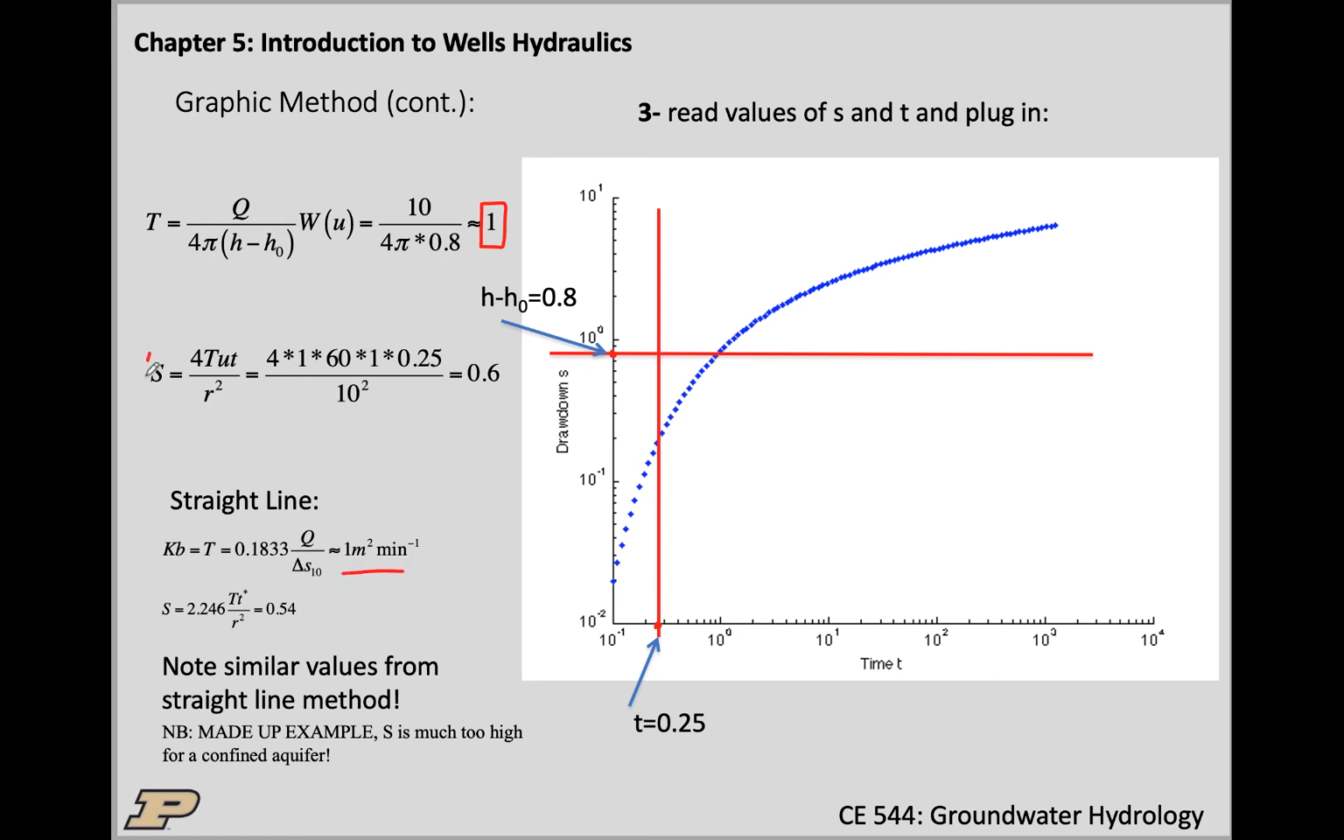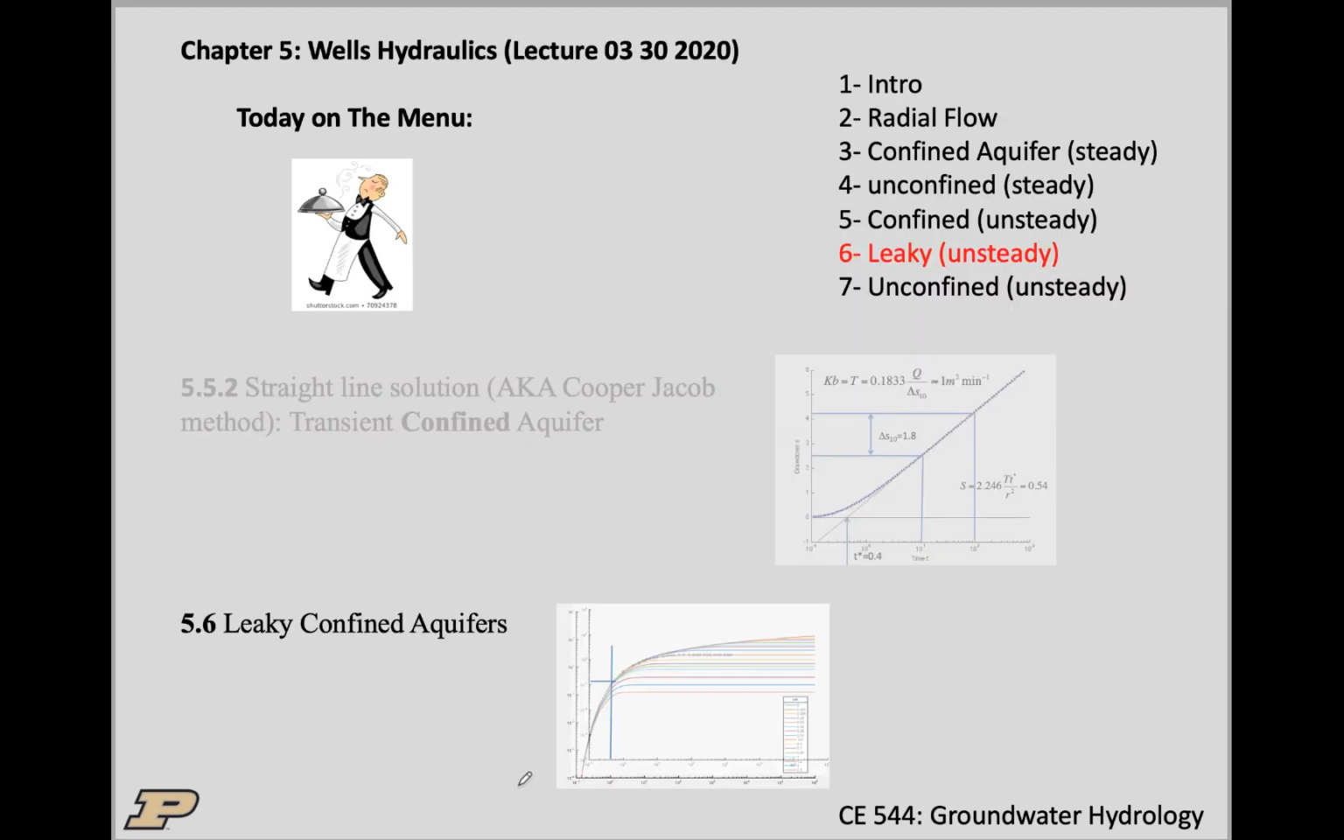And then for the storativity, again, just use the expression from last time, plug in the values, and find a number which is close to what we got for the straight line method. So you can see that those two methods are actually exactly the same, right? They're doing the same thing, just two different ways. Okay, again, don't pay attention to that storativity number. It's just a made-up example, so it's way too high for a confined aquifer. It should be on the order of E minus 5, times 60, so yeah, this is too high even for a per minute thing.